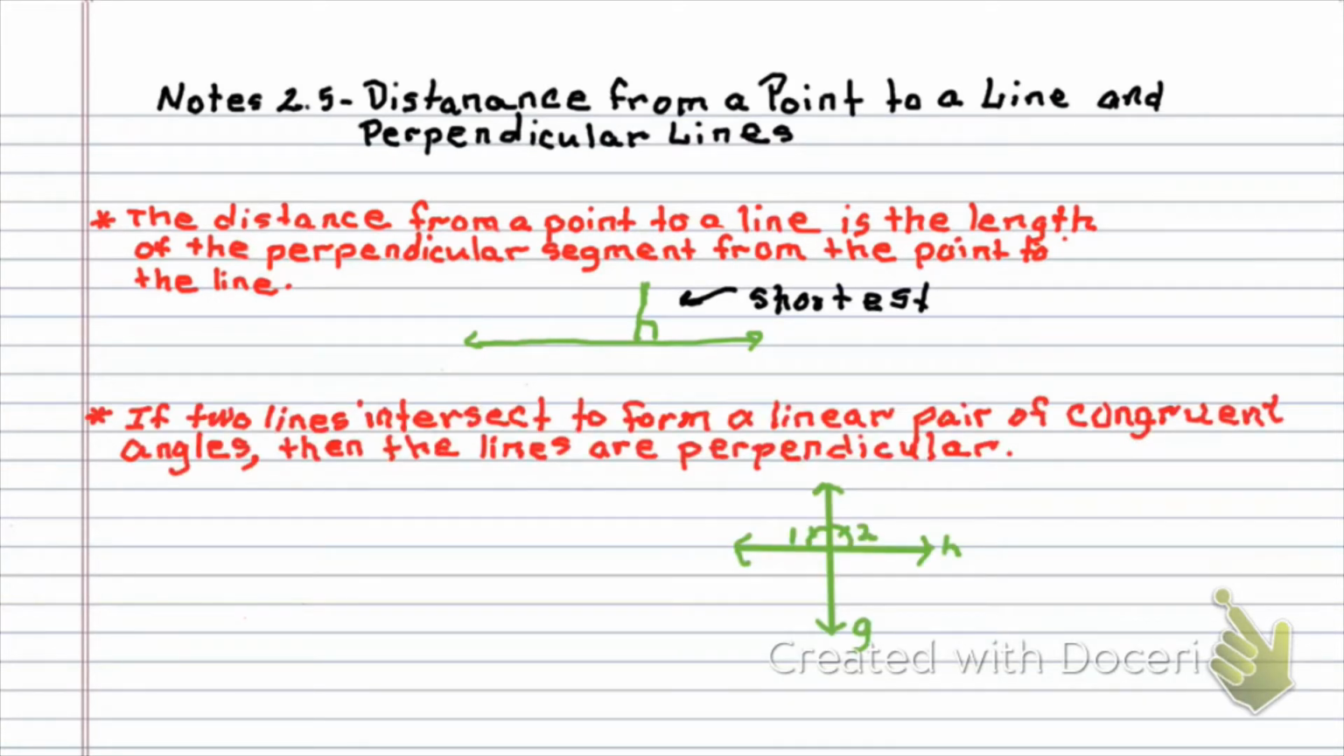This next theorem shows us a way that we can prove that lines are perpendicular even if we don't know we have a right angle. And what it tells us is, if two lines intersect to form a linear pair of congruent angles, then the lines are perpendicular. What that means is if I happen to know that angle 1 is congruent to angle 2, then what I can say is that those lines G and H will be perpendicular, even though I didn't know that I had a right angle.